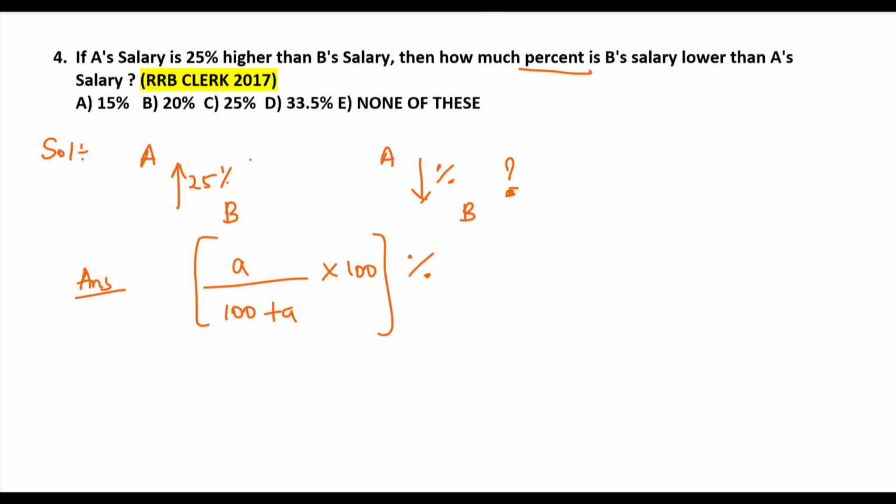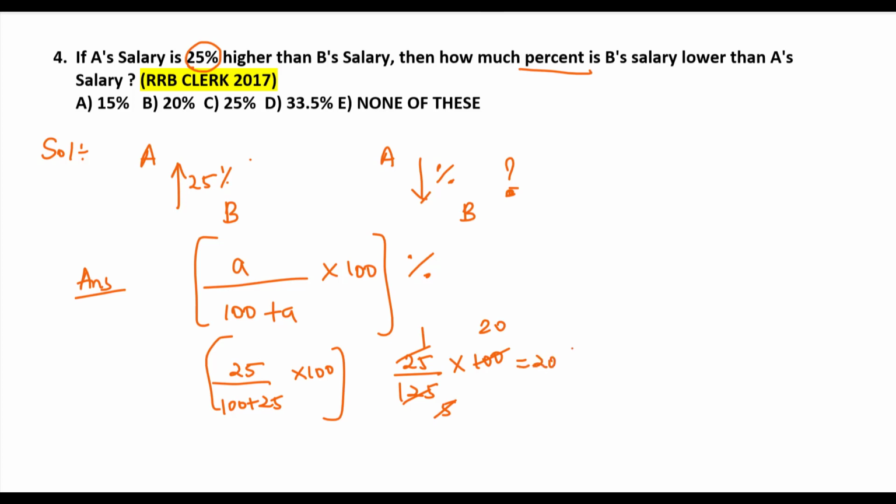So what is A here? A is 25% which is given in the question. From that we will get 25 by 100 plus 25 into 100. The answer is 25 by 125 into 100. 25 ones are 25, 25 fives are 125, 5 ones are 5, 5 twenties are 100. Therefore we get 20%. Our option is B.